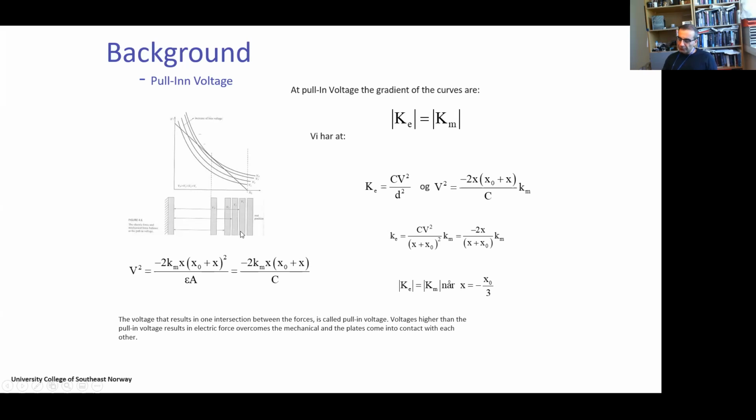So when we bias the capacitive sensor, in order to make a front end for it, we need to stay below this critical point, which is referred to as the pull-in voltage. The voltage that will create this effect, where the movable plate collapses, is called the pull-in voltage. So we should try to avoid it.